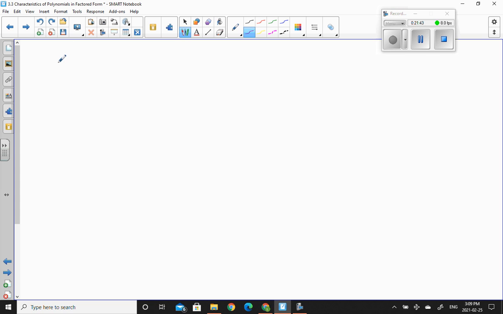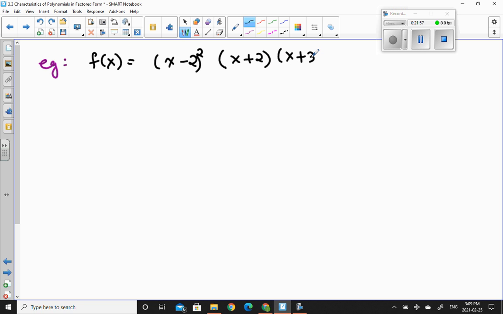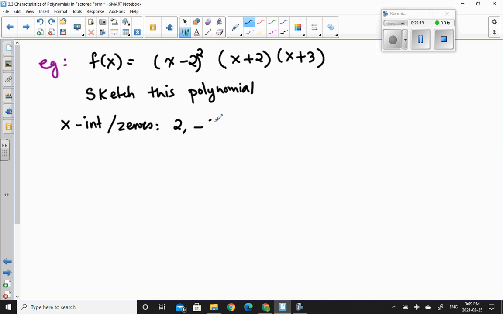So let's say I gave you an example, and I gave you a function f of x equals x minus 2 squared times x plus 2 times x plus 3, and I ask you to sketch this polynomial, and I'm giving it to you in factored form. Okay, so you can see that the x-intercepts, or the zeros, because in factored form, are 2, -2, and -3.